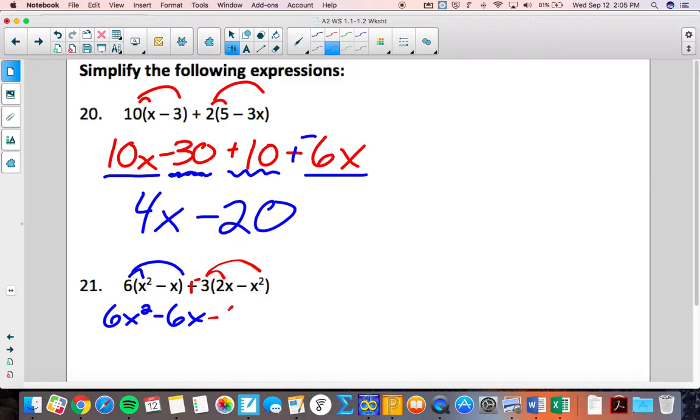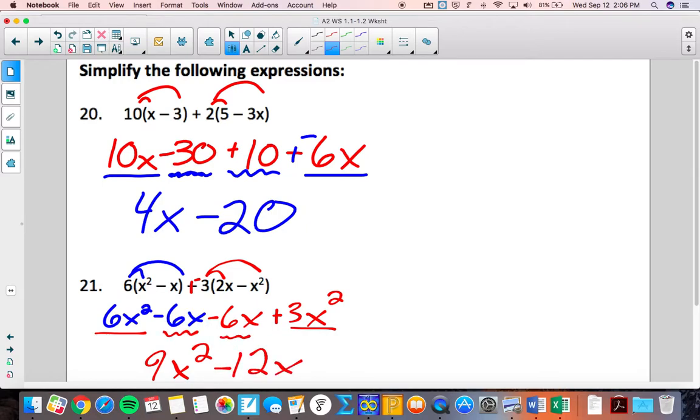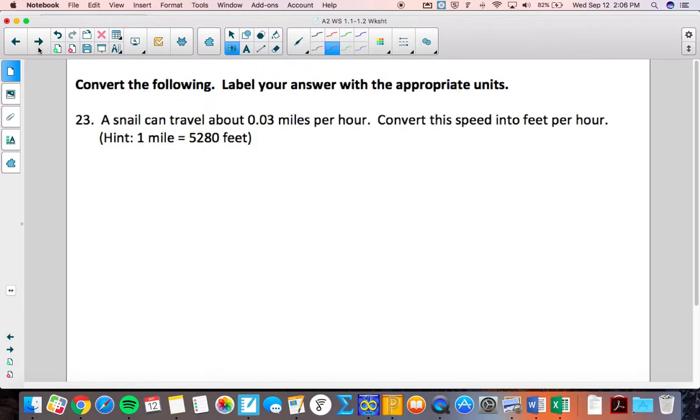So we get a negative 6x and a positive 3x squared, because a negative 3 times a negative x squared is a positive 3x squared. Now we can combine like terms. I've got 9x squared and negative 12x. You can only combine things that have the same variable with the same exponent. And when you do that, you add the coefficients, or the numbers out in front, together. But be careful, sometimes they're negative. Negative 6 plus negative 6 is negative 12.